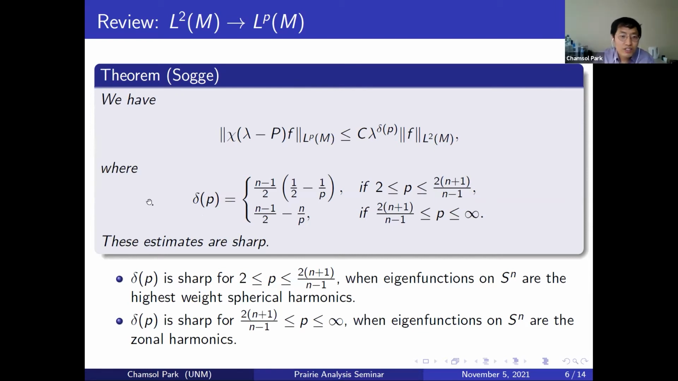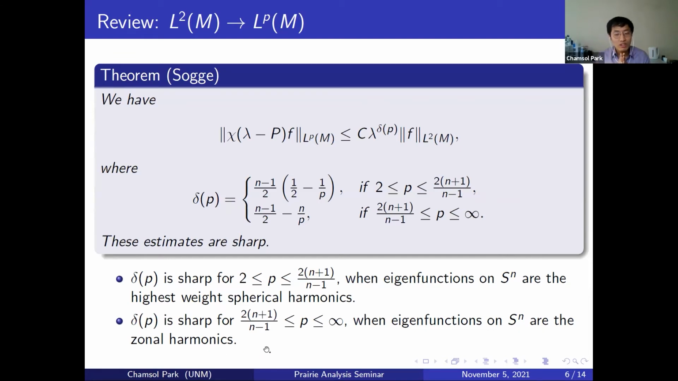And he also showed that these estimates are sharp. He showed that delta of P is sharp for small p's when E lambda on the unit spheres are the highest weight spherical harmonics, and delta of P is sharp for large p's when E lambda on the unit spheres are the zonal harmonics.